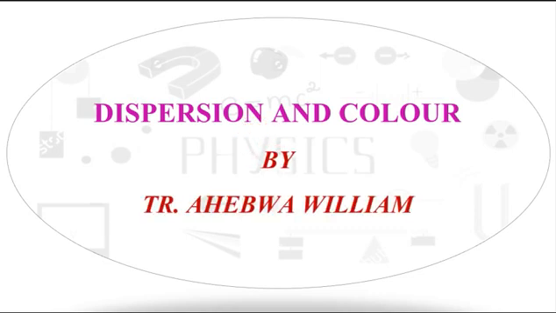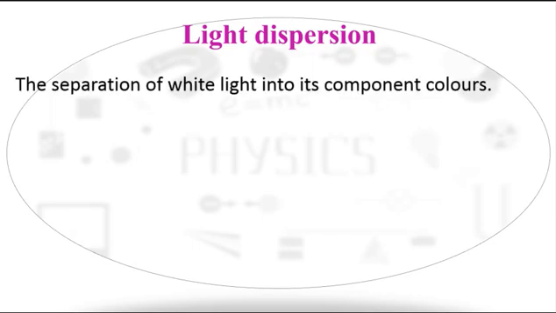Now, in the previous video, we looked at refraction of light, and we saw that when light passes through a prism, it can end up being separated, and that is what we call light dispersion. To disperse is to make things scatter or separate. So light dispersion is basically the separation of white light into its component colors.